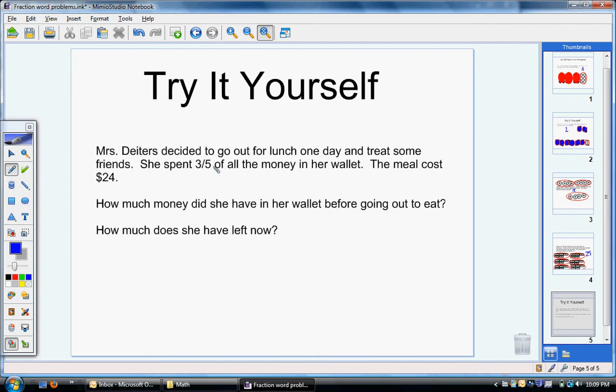Really think about what this fraction of 3/5 means. It means that her money can be divided into 5 equal sections, and that this $24 is 3 of those sections. So think about how you could put her $24 into 3 equal groups. Really pay attention to what each one of these questions is asking. You will get 2 different numbers based on what the questions have asked. Go ahead and pause the video now and press play when you're ready to check your work.